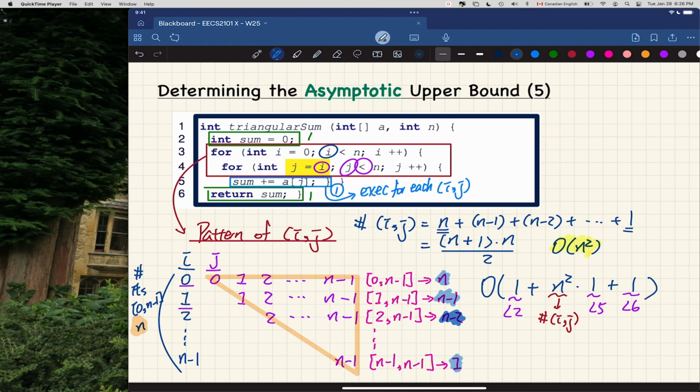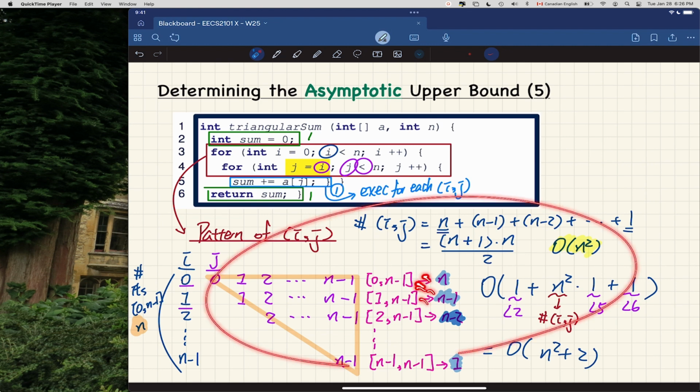Okay, let's do a little bit of simplification. Big O of n squared plus 2. Drop the lower term, we get n squared. So our initial guess was also right, but you want to show this intermediate work. Okay.